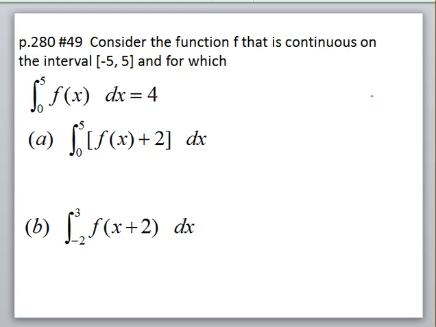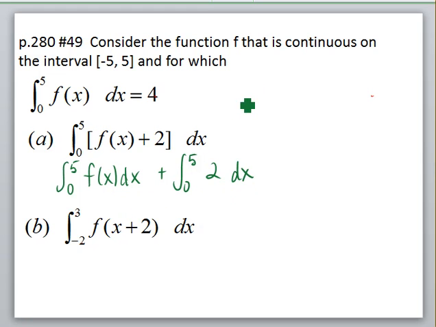My last slide for this section in this day tells me that I have a function that's continuous on the interval from -5 to 5, and we know that from 0 to 5, f of x dx, the area underneath the curve, is 4. So first I'm going to separate this because I have two functions here. I'm going to separate this into the integral from 0 to 5 of f of x dx, plus the integral from 0 to 5 of 2 dx. This part we know, we're given it.